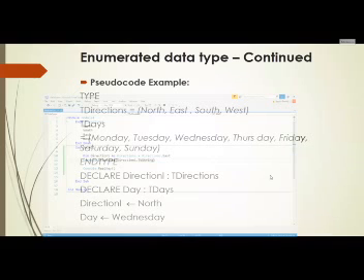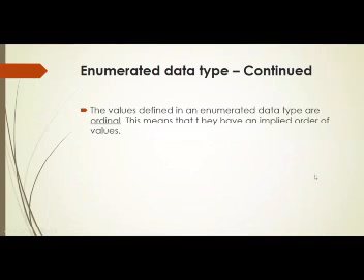But let's get to the presentation for now, and then we would switch back to the program. The values defined in the enumerated data type are ordinal, which means that they have an implied order of values. An order is implied when I am making my list. For example, on the basis of that, I can even write my comparison statements.